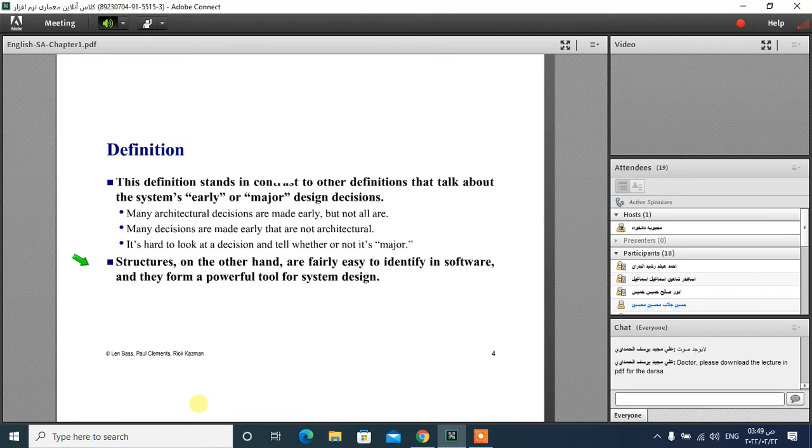Also very easy to identify. Because of these points, we will use the definition of software architecture based on structures.